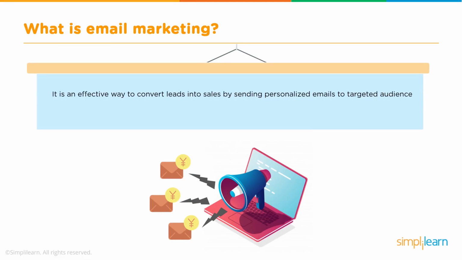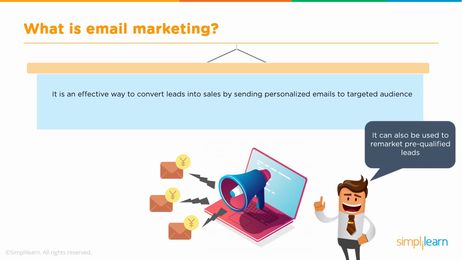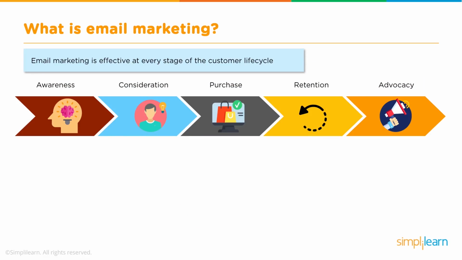As I mentioned to Linda, it's an efficient way to convert leads into sales. Why? Because we can send personalized emails to a specific, targeted audience. If somebody's interested in our product, we can reach out to them via email. It can also be used to remarket pre-qualified leads. So anybody who's pre-qualified, we can go ahead and communicate with them as well. Email marketing is very effective at different stages in the funnel, or customer life cycle. So we have awareness, consideration, purchase, retention, and advocacy. Let's talk about each one of these parts of the funnel or customer life cycle, if you will.